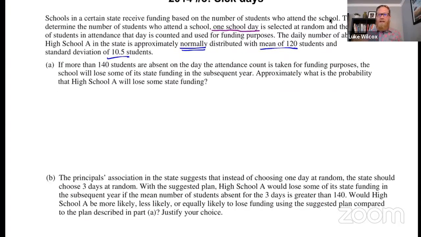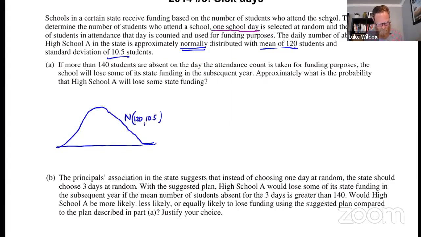Okay, this is a very classic normal distribution calculation problem that hopefully you are comfortable with. I would always suggest that you start with a picture, and here's the picture of my normal distribution. I always label it as capital N for normal, and then identify the mean and the standard deviation, which we know is 120 and 10.5. And I want to make special note here that this particular distribution is the population distribution. All of the possible days, and we are going to choose one of those possible days out of the population distribution.